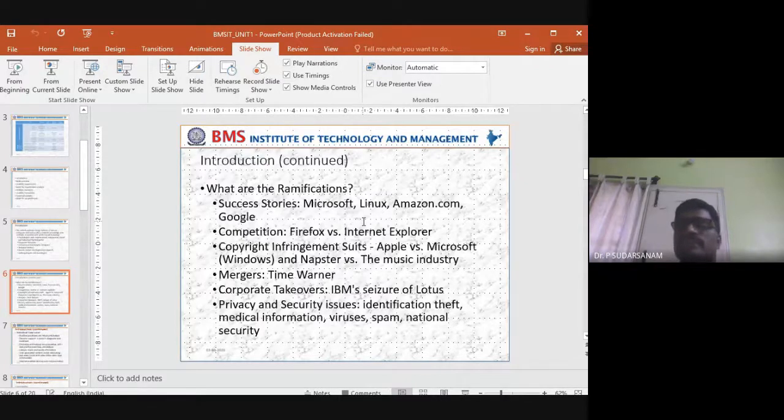Nowadays we are seeing big politicians and big businessmen, their Twitter accounts or Facebook accounts are being hacked, even our bank accounts. If you give a complaint, somebody should be there to take care of all those things. That is the identification of the theft, which is most important in this field. In professional settings, medical information, virus, spam, national security, all these things we need to follow, because when we are in the nation, national security also should be followed. So that is the second one, introduction.